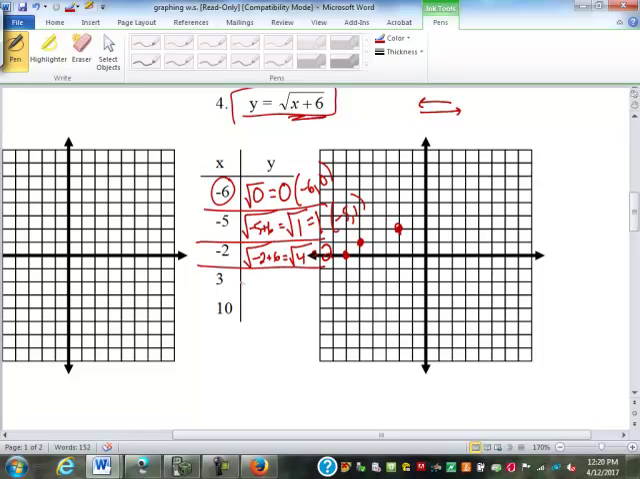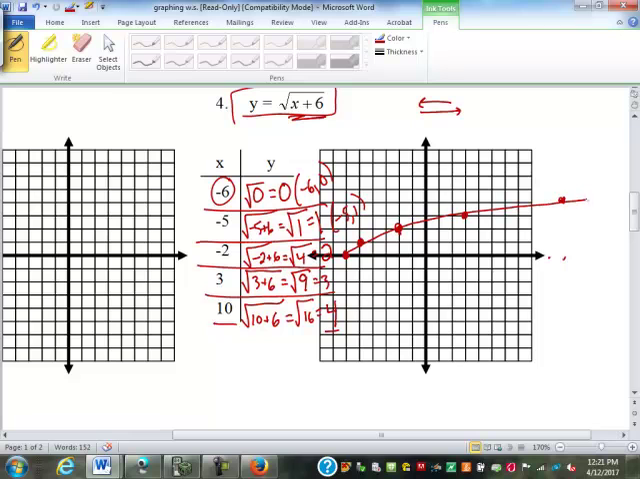If x is 3, y is the square root of 3 plus 6. What's 3 plus 6? 3 plus 6 is 9, and square root of 9 would be 3. So this is at 3, 3. And at x is 10, y is going to be the square root of 10 plus 6. 10 plus 6 is 16. Square root of 16 is 4. So that's the ordered pair 10, 4. It's going to be over here slightly.